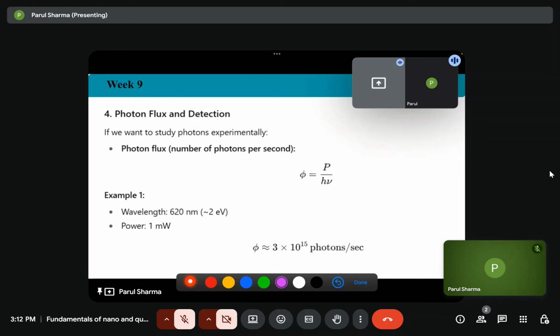So now, how can we measure the light quantum? That is, how can we measure that photon flux? So, if we want to study photons experimentally, suppose this is the light beam.